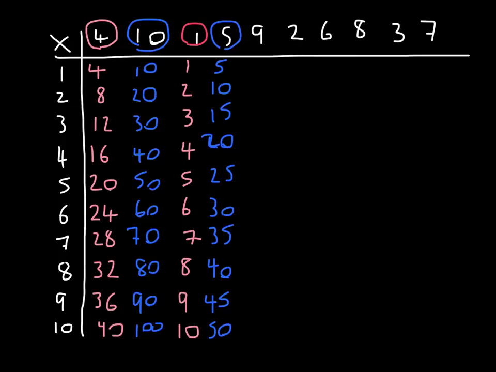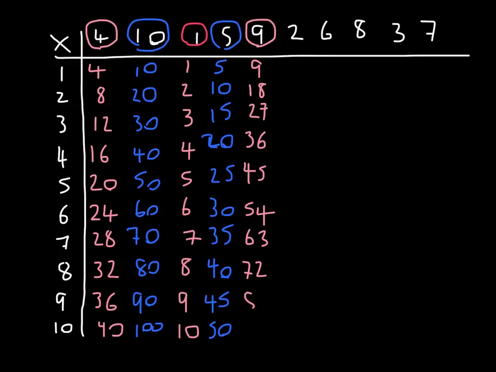Now on to the 9 times tables. 1 times 9 is 9, 2 times 9 is 18, 3 times 9 is 27, 4 times 9 is 36, 5 times 9 is 45, 6 times 9 is 54, 7 times 9 is 63, 8 times 9 is 72, 9 times 9 is 81, and 10 times 9 is 90.